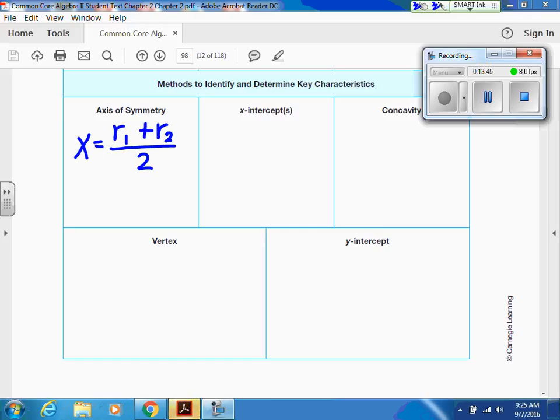And then what are the x-intercepts? The r's. Yeah, the r's. That R1 and R2. Does concavity change? No. Concavity does not change. If A is greater than 0, it opens up. If A is less than 0, it opens down. That's not going to change.